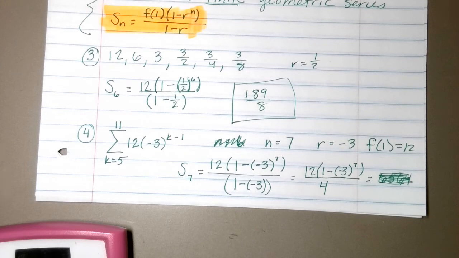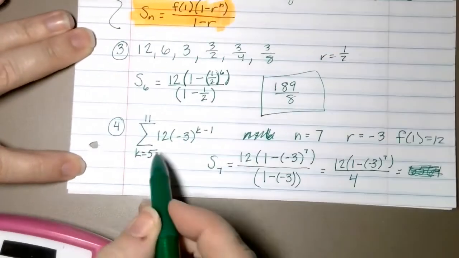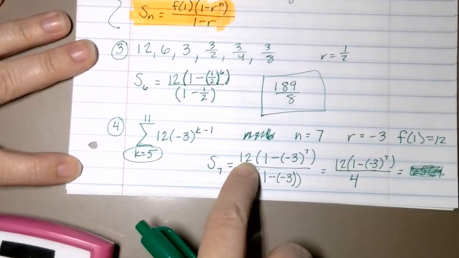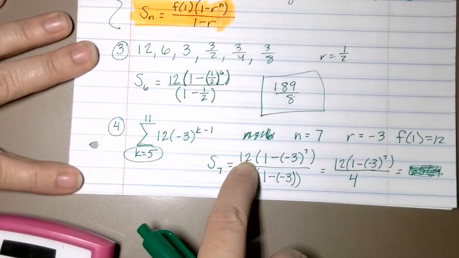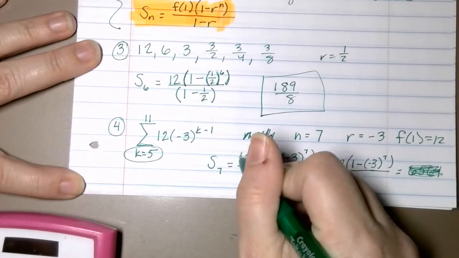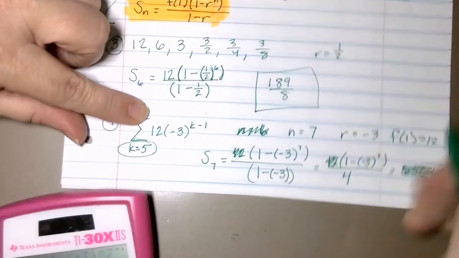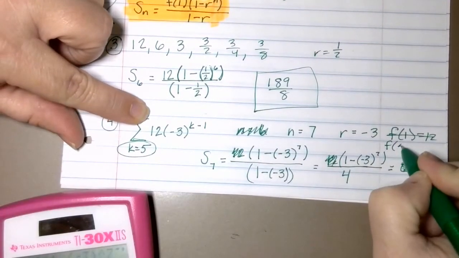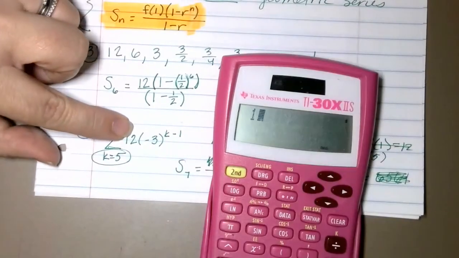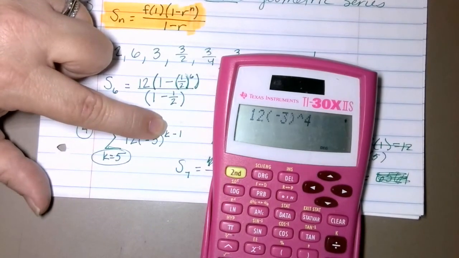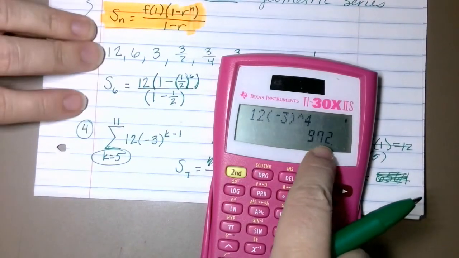12 is wrong. Why is 12 wrong? Because yes, 12 is f of 1, but if I'm starting with the fifth term, I need the fifth term right there, not the first term. Does that make sense? That's where my error is. So how do I find the fifth term? Let's take off that 12. Plug in 5. So I don't need f of 1, I need f of 5. 12, parentheses, negative 3 to the 5 minus 1 is 4. The fifth term is 972.